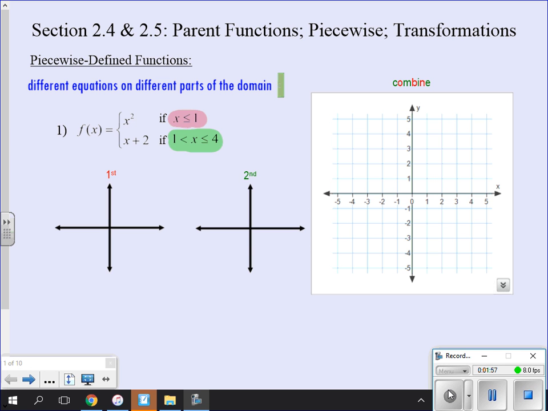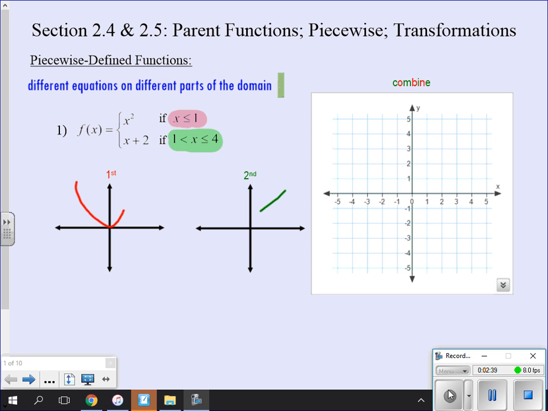You're breaking it apart. Now, in the example we have here, we have two equations. When x is less than 1, our equation is x squared. So everywhere less than 1, we have x squared. When x is between 1 and 4, it's x plus 2. So it depends upon where we are in our domain what our equation looks like, which function we are using. That's what a piecewise function is.